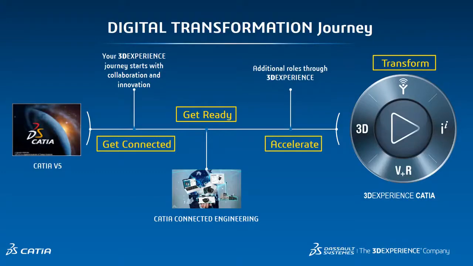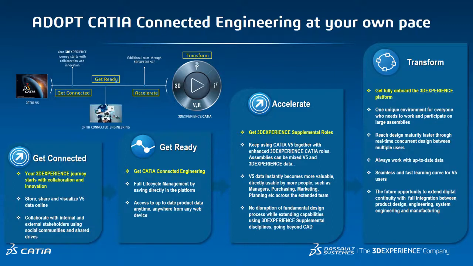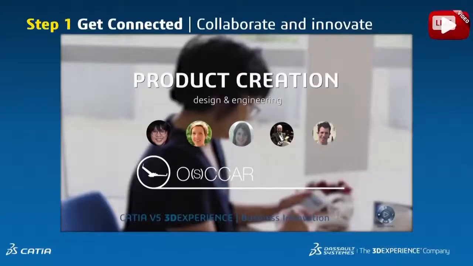And ultimately, of course, then there's the opportunity to transform your environment completely to CATIA 3D Experience. Now, I won't talk too much in detail on this. We call these phases, as I said, getting connected, getting ready, accelerating, and transforming. And for each of these 4 stages in the journey, we're going to show you a particular video which will illustrate each one. So let's start that process, and we'll show you step 1, getting connected to the 3D Experience platform and taking advantage of some of the initial capabilities. So if we could play the video.